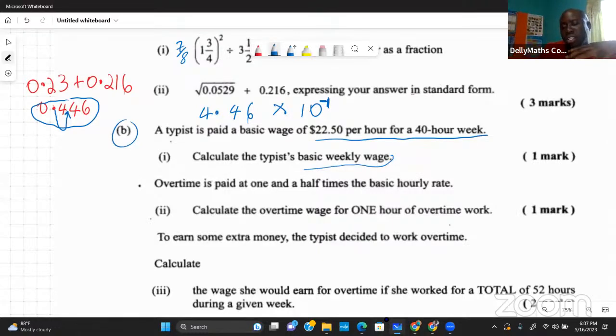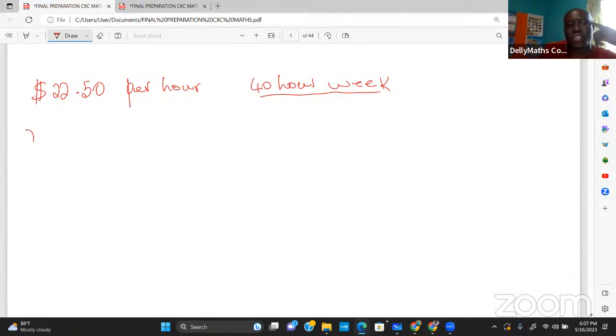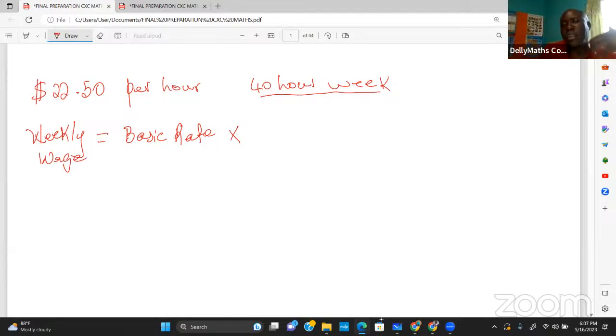Basic weekly wage. So your weekly wage is very straightforward. It's going to be your hourly rate, yeah? We call that your basic rate. And you want to multiply that by the time that you normally spend, all right? So we want to multiply that by your basic week. And this part refers to the time that you spend, and this is normally in hours.